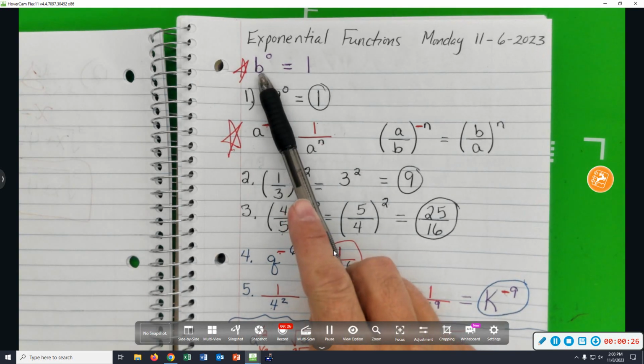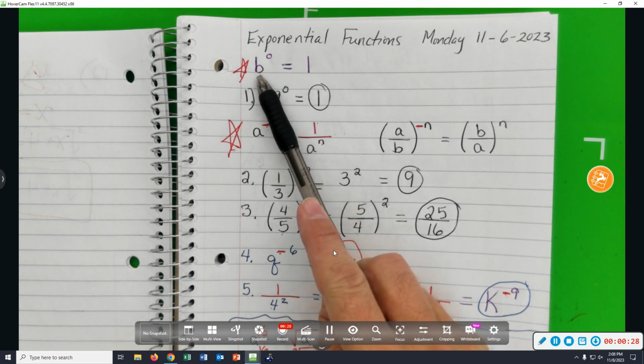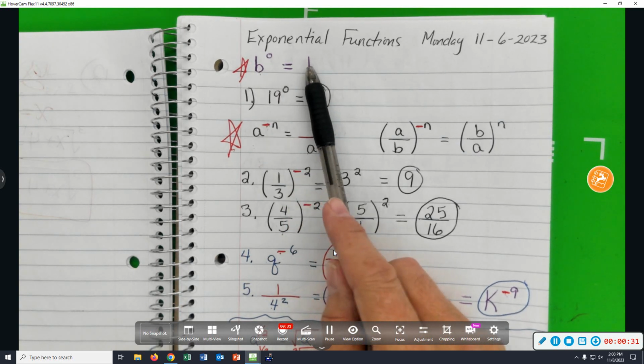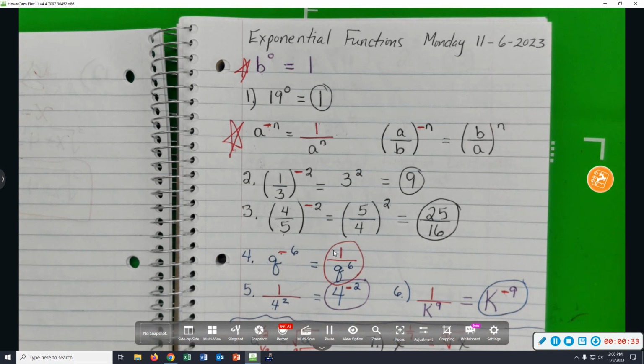Remember, we defined a zero exponent. Anything raised to the 0 power is 1, except for 0 to the 0 power.